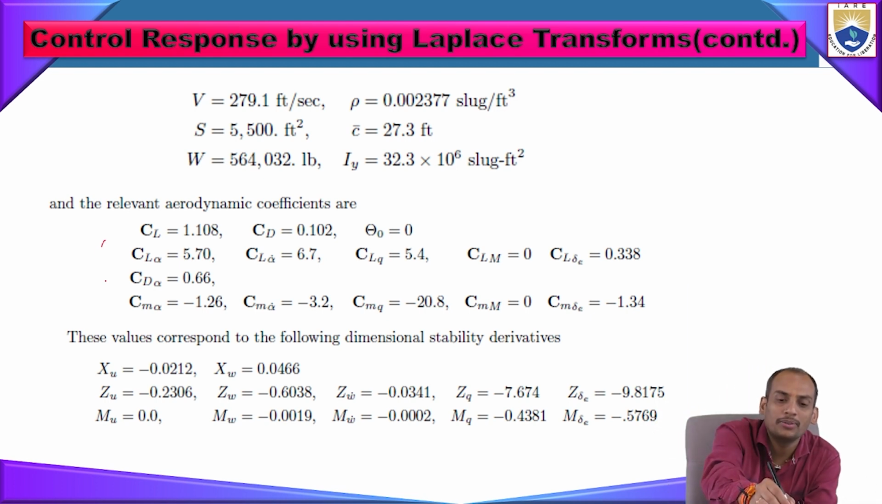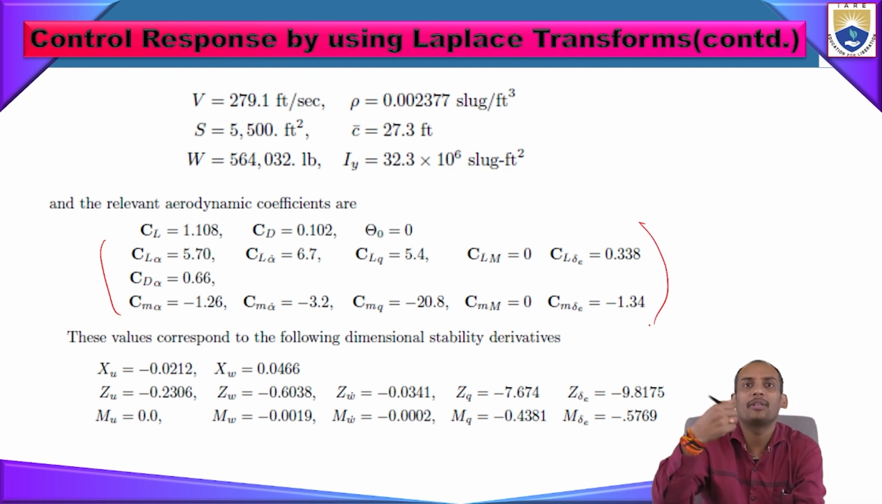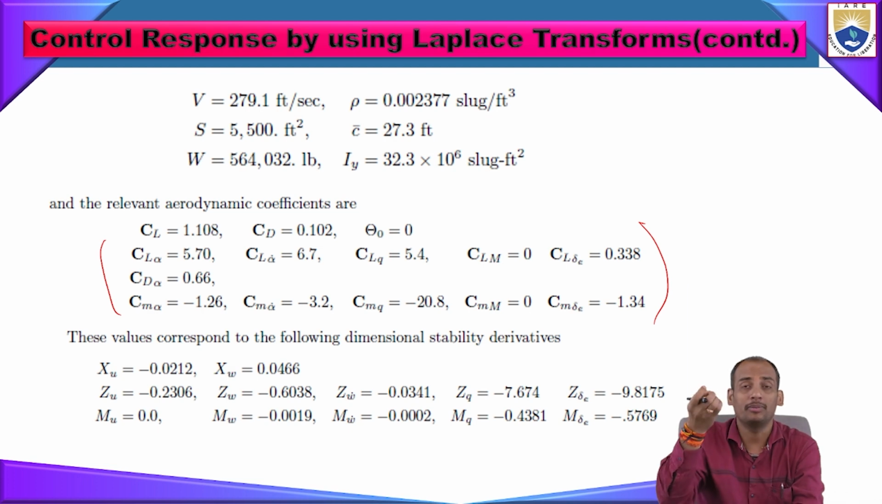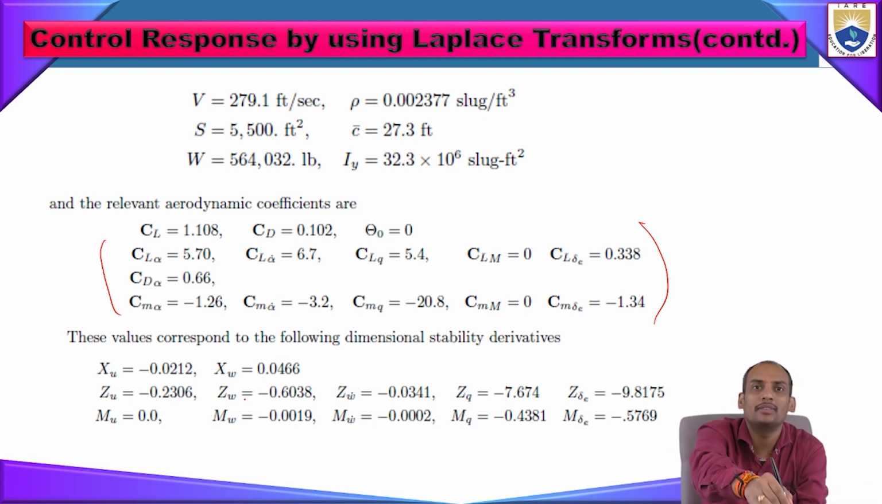And the stability derivative values, the coefficient values, we can get from the data sheet of that aircraft only: CL, CD, theta naught, CL alpha, CL alpha dot, CLQ, CLM, CL delta E, CD dot, CD alpha, CM alpha, and CMQ. These are all values we can get, I mean, while you are designing that aircraft. And XU, XW, ZU, ZW, ZW dot, ZQ, Z delta E, MU, MW, MW dot, MQ, and M delta E are all stability derivatives.